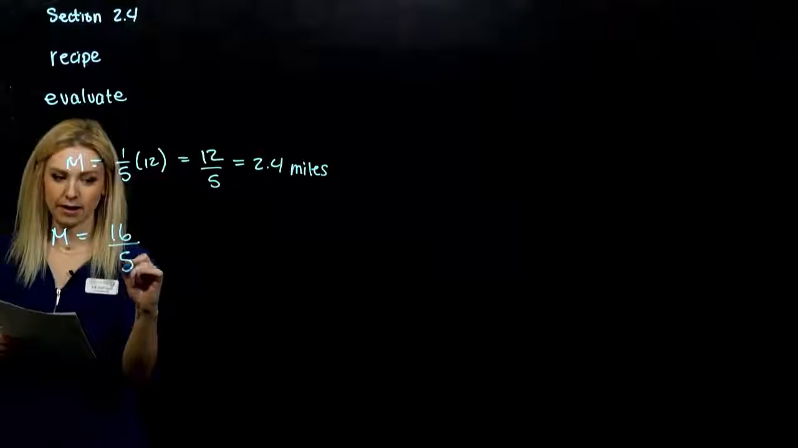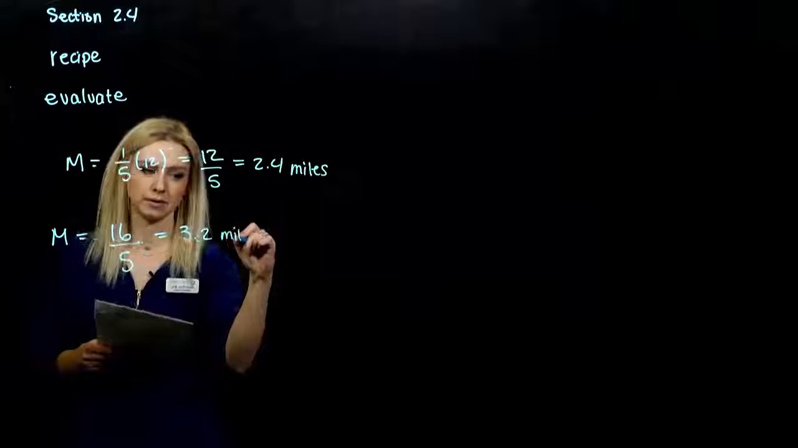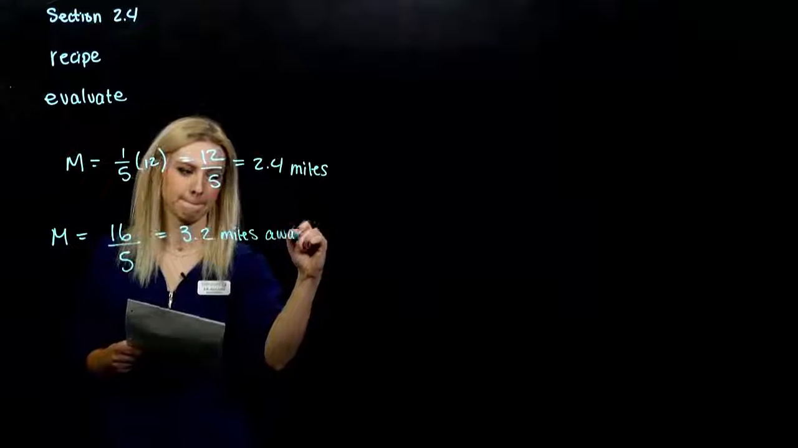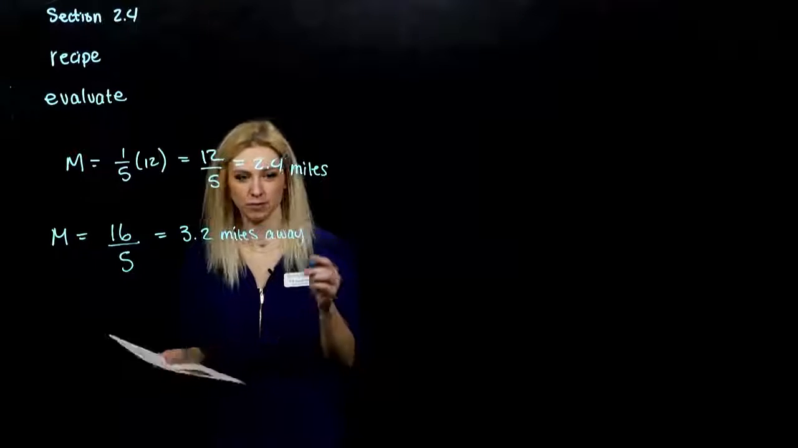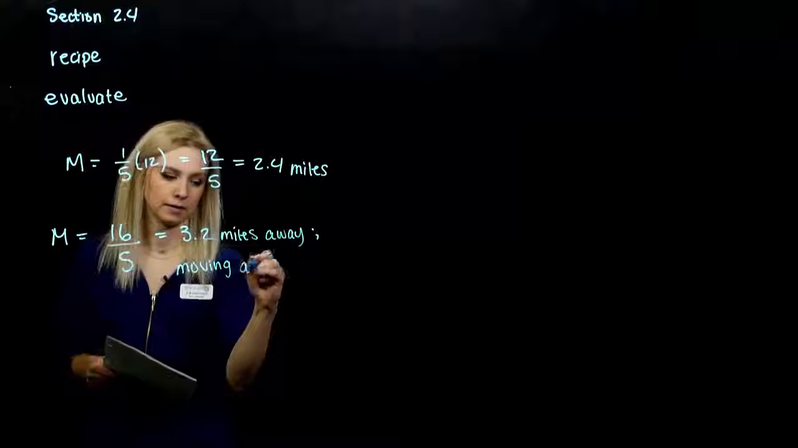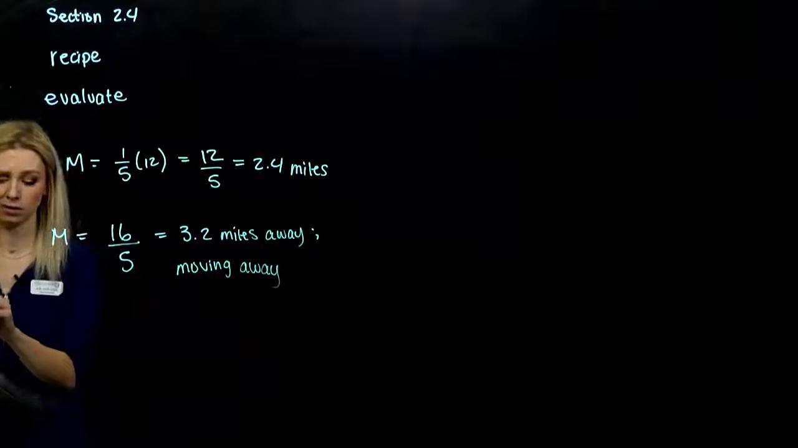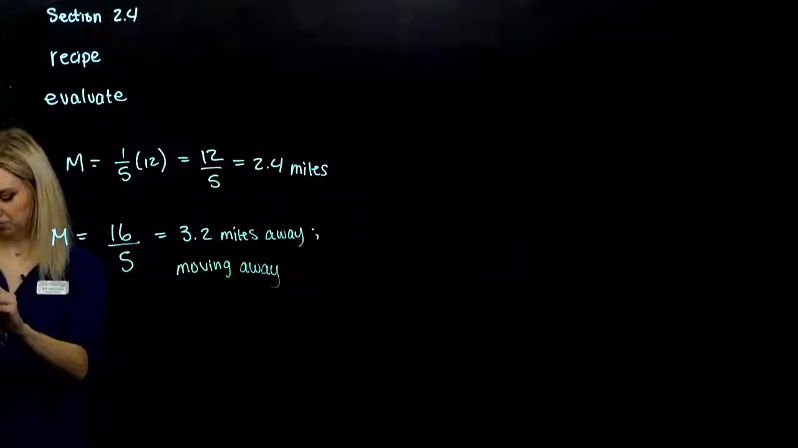16 divided by 5 is 3.2 miles away. And again, it's moving away from us, since now our distance is longer and it took longer, so it makes sense.